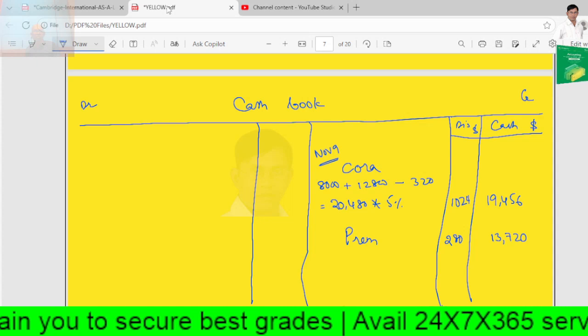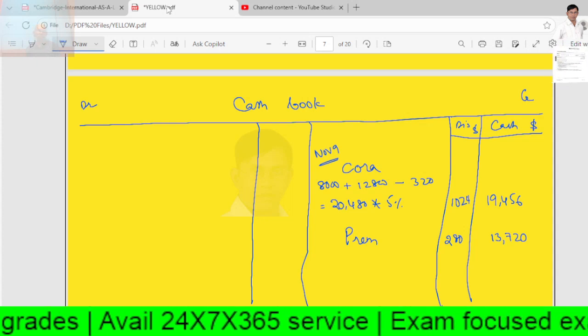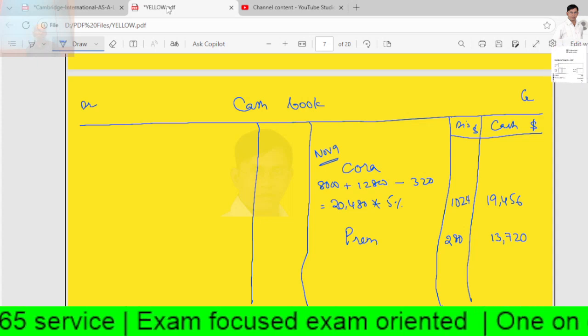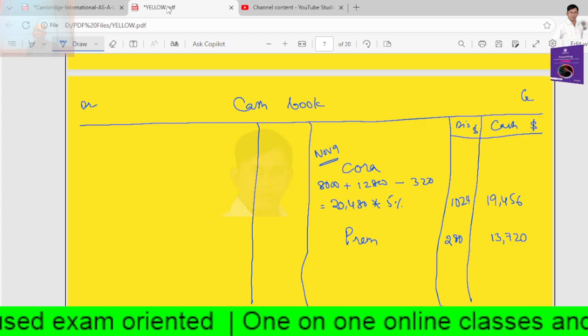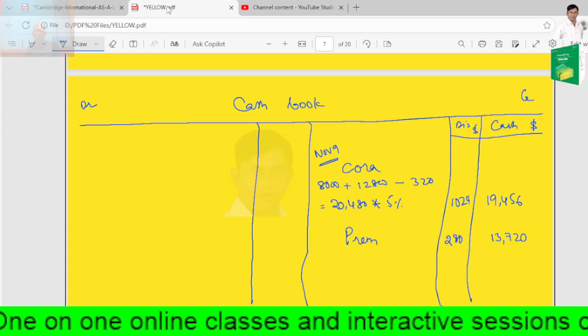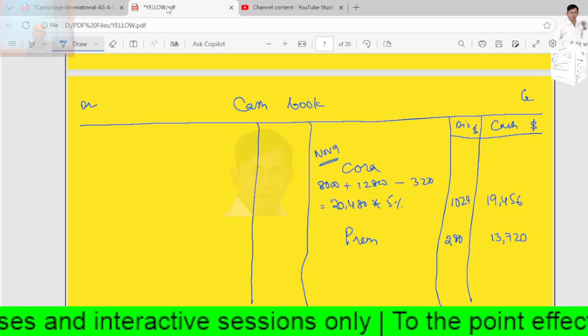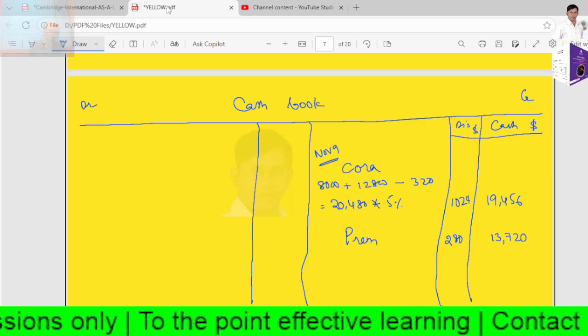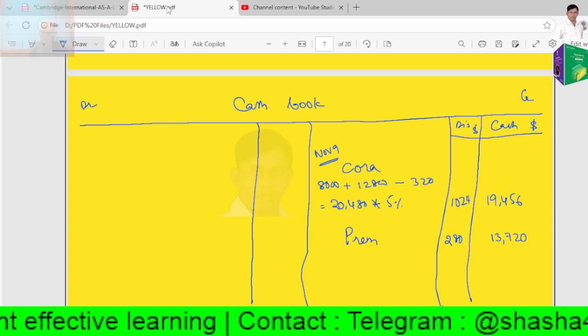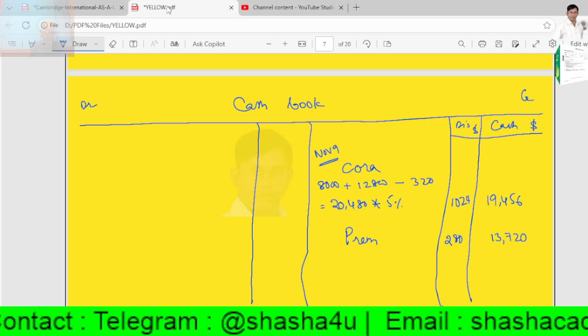So this is the cash book. This is how you have to record receipts. Discount column 1,024, Frame 280. So cash account is done. Now we have to prepare the ledger accounts.